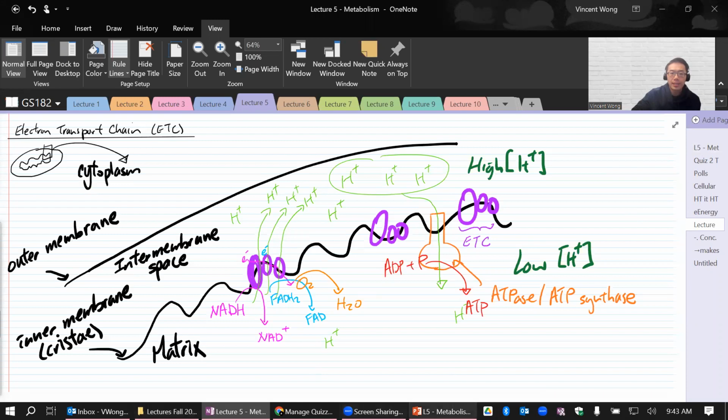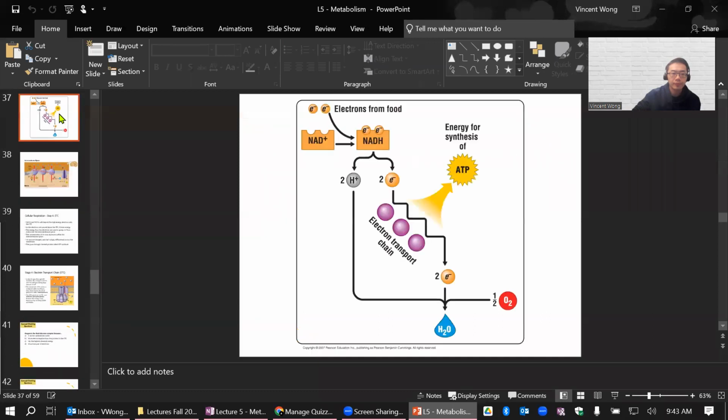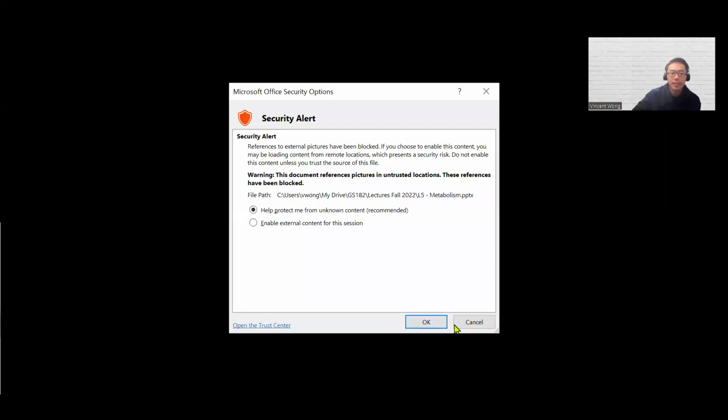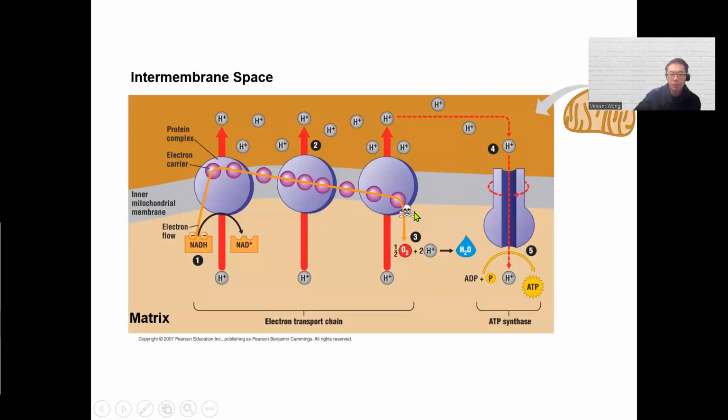Let's take a look at the PowerPoint slides now. Now this is basically the professional drawing. That's the ETC, electron transport chain, and the NADH will drop off the electron. Never mind the H plus here. Electron will drop down the ETC much like a ball going down the stairs. The energy is used to create the ATP, right? Ultimately, the electron will be picked up by oxygen, and then you generate water. That's the picture we drew, right?